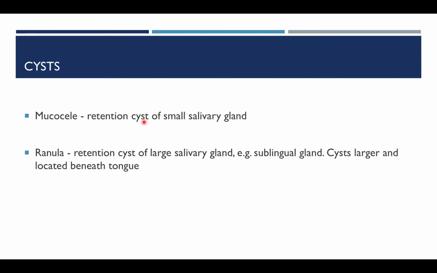When there is an obstruction, saliva that is constantly being secreted cannot escape, and that is what leads to dilation of this duct. And these dilations can eventually lead to cysts. So now that we know what retention cyst is, we can talk about the two types of retention cysts. There is mucocele, which is retention cyst of small salivary glands, and we have ranula, which is retention cyst of large salivary glands, for example, sublingual gland. These ranulas tend to be larger than mucoceles, and most of them occur beneath the tongue.